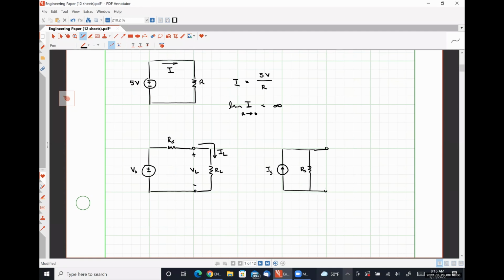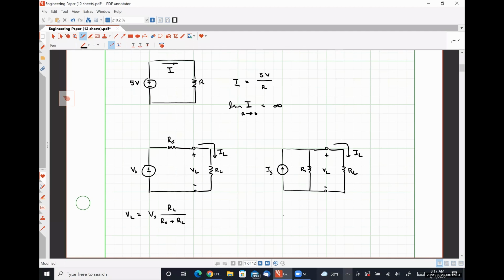Connected to that same load resistance, RL, so that we can measure a load voltage VL and a load current IL, right? So for our left-hand circuit, we can easily see that our load voltage VL is simply Vs times RL over RS plus RL.